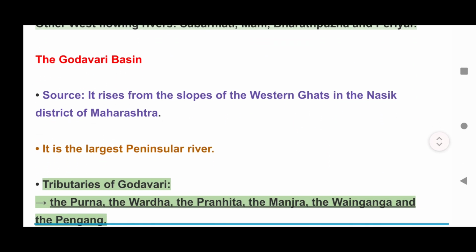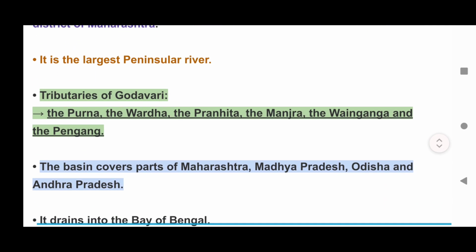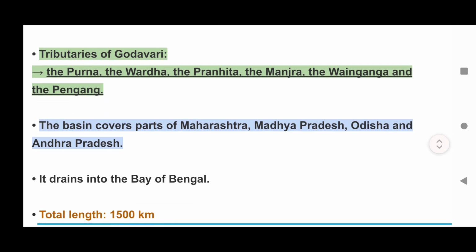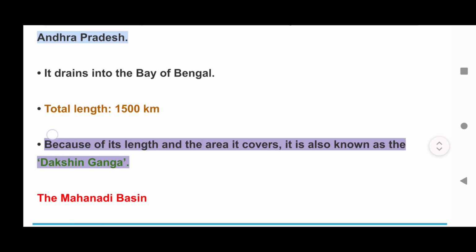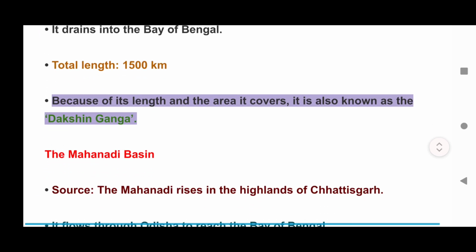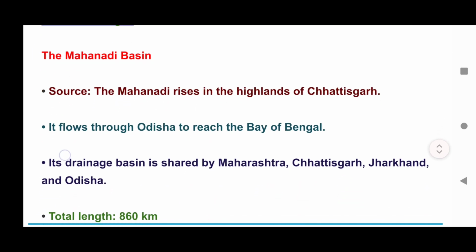The Godavari Basin. Sources. It rises from the slopes of Western Ghats in the Nasik district of Maharashtra. It is the largest peninsular river. The tributaries of Godavari: the Purna, the Vardha, the Pranhita, the Manjra, the Wainganga and the Penganga are the tributaries of Godavari. The basin covers part of Maharashtra, Madhya Pradesh, Odisha and Andhra Pradesh. It drains into the Bay of Bengal. Total length of this river is 1500 km. Because of its length and the area it covers, it is also known as Dakshin Ganga or Briddha Ganga.